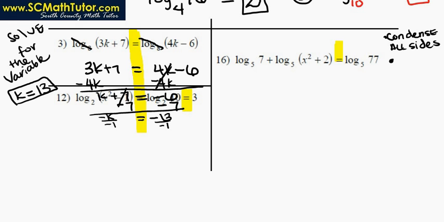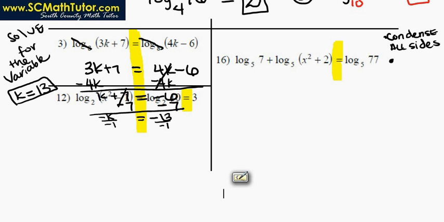Okay, so here we are moving on to the next problem. Notice how you have log on both sides. If you have log on both sides, make sure it is condensed on each side. So equal to divides the sides. When I'm talking about the sides, I'm talking about the left of the equal to sign and the right of the equal to sign.